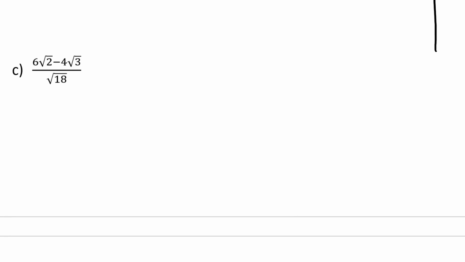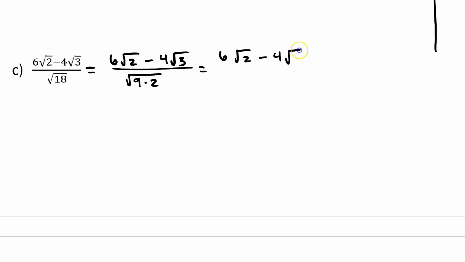Last but not least, this one is a little bit of an extra step because this radical is not in mixed radical form yet. We can simplify further. So 6 root 2 minus 4 root 3 over, and I have the square root of 9 times 2, which is the same thing as square root of 18, so I have (6 root 2 minus 4 root 3) all over 3 root 2.